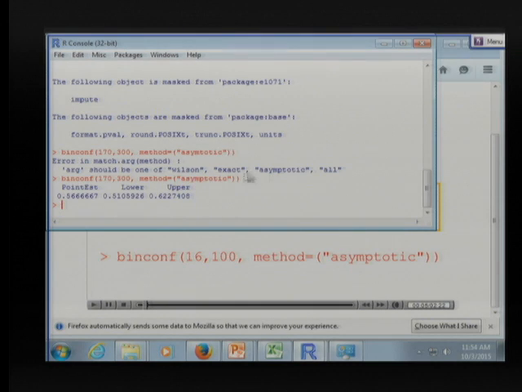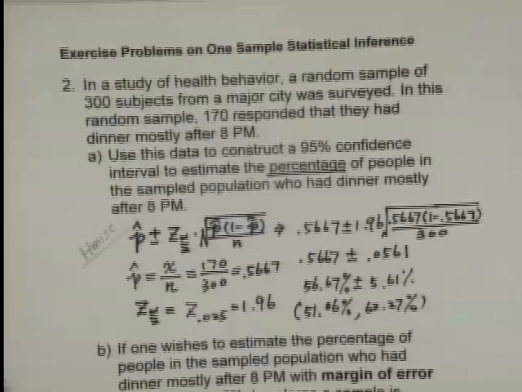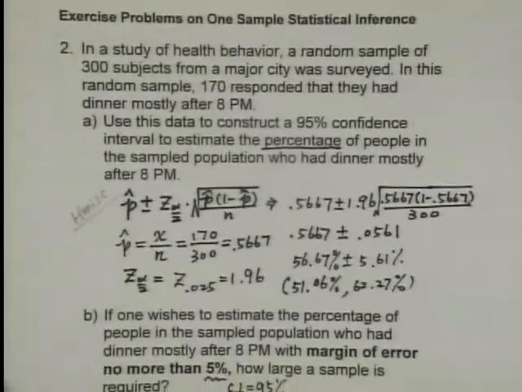Of course, there are other methods to choose. You just choose that method. This will give you the exact thing that we learned in our class. That gives you 0.56667, and the lower bound is 51%, the upper bound is 62%. Is that the same as what we got? Yeah, that's very close to what we got from our calculation.